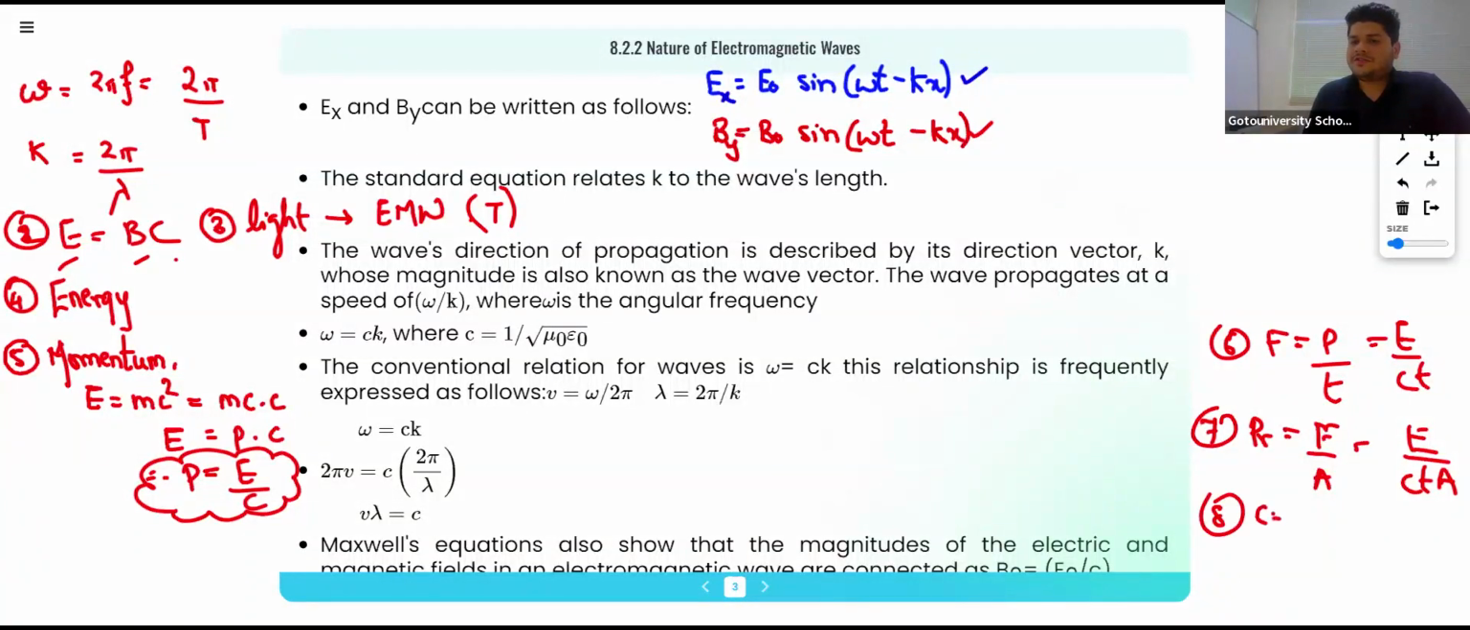Then we have c. What is c? c is 1 upon under root of mu naught epsilon naught, or v is equal to 1 upon under root of mu epsilon.